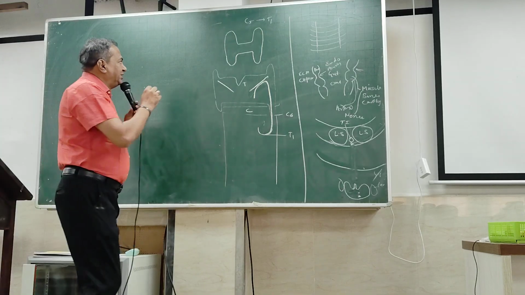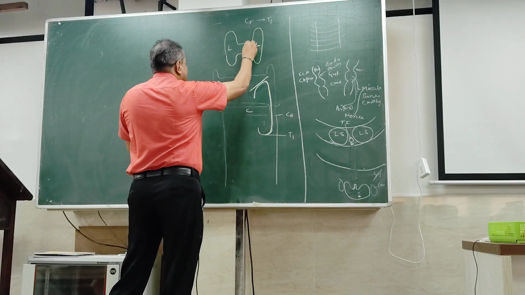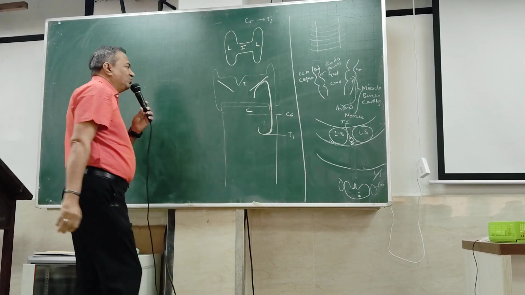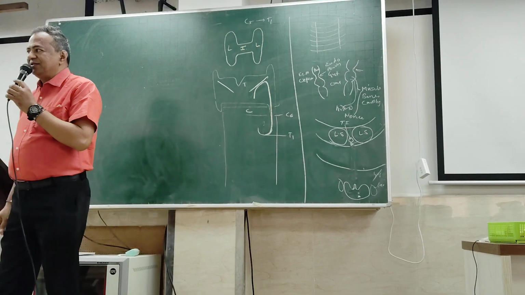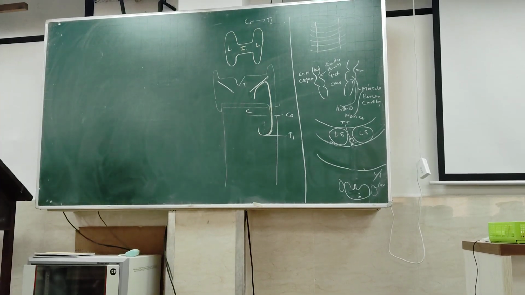Okay, so there are two lobes and one isthmus. Two lobes connected by one isthmus. Isthmus.